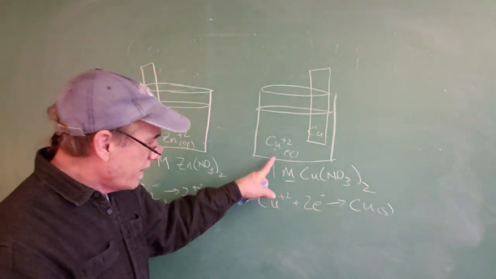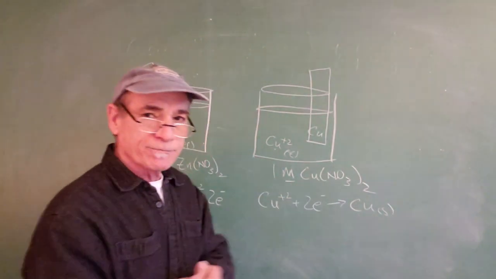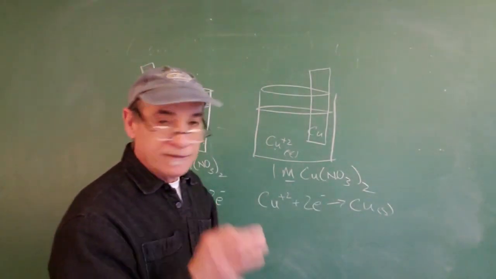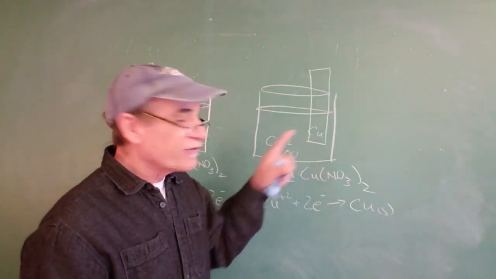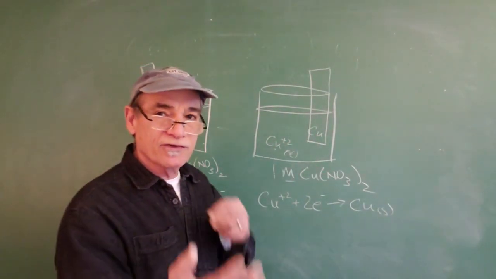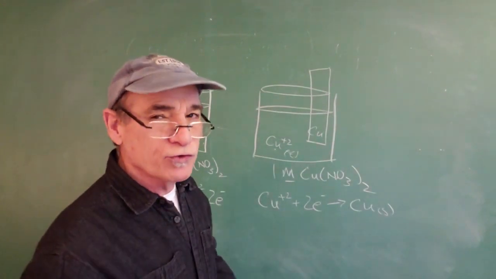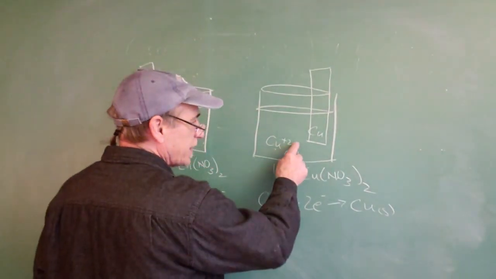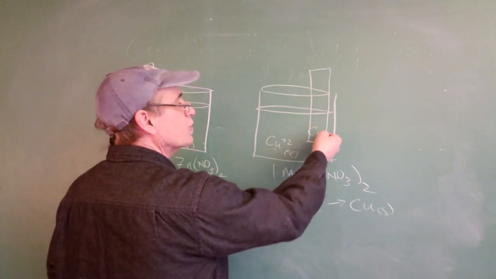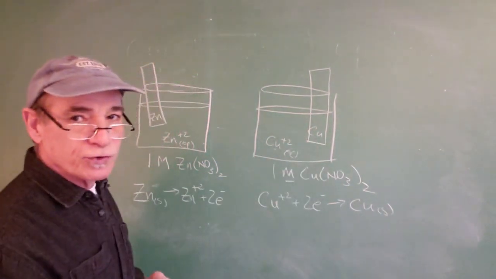In the other beaker, I put 1 molar copper nitrate, copper plus 2 ions, and in its beaker, I put a strip of copper metal. So likewise, we could establish an equilibrium here where it could run in either direction. The copper plus 2 could plate out and become copper, or the copper could oxidize and become copper plus 2.